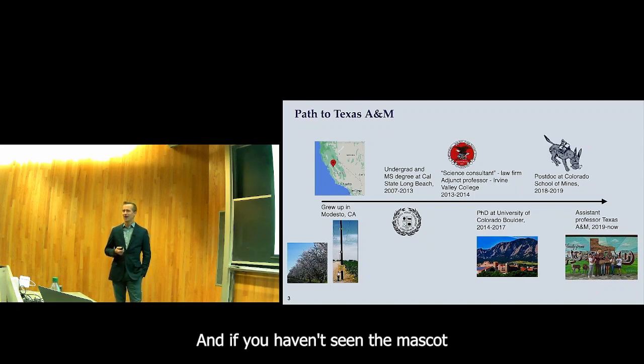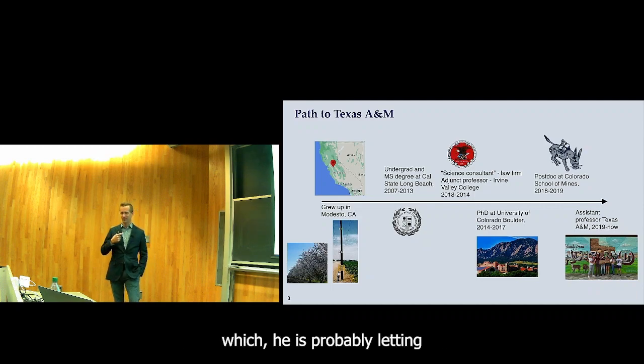And if you haven't seen the mascot for the Colorado School of Mines, this is Blaster Burro. And really, if you look up close, you can see he has a stick of dynamite in his mouth, which he's probably letting go before it explodes.